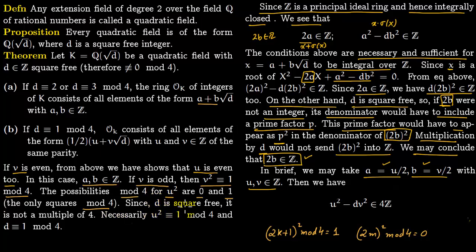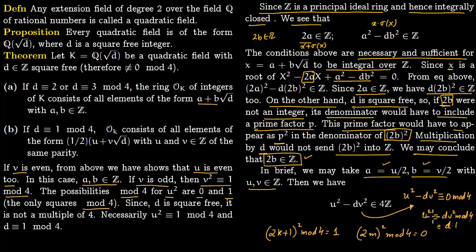Now d is square free, so therefore it is not a multiple of 4, because anyway we are saying that d is not equal to 0 modulo 4. It is not a multiple of 4. So since d is not a multiple of 4 and v square is equal to 1 modulo 4, this equation u square minus d v square is equal to 0 modulo 4. That is what this means. Now we are saying that u square is equivalent to d v square modulo 4. But this v square is 1 modulo 4, so this becomes d times 1 modulo 4.